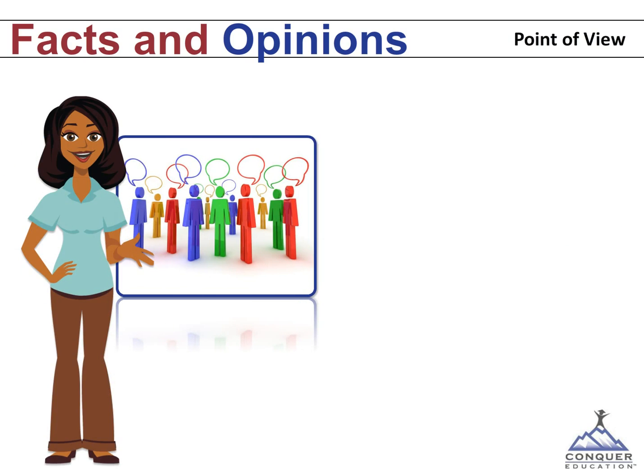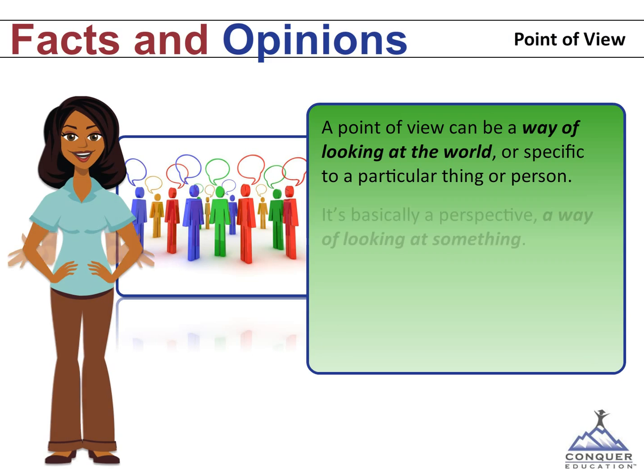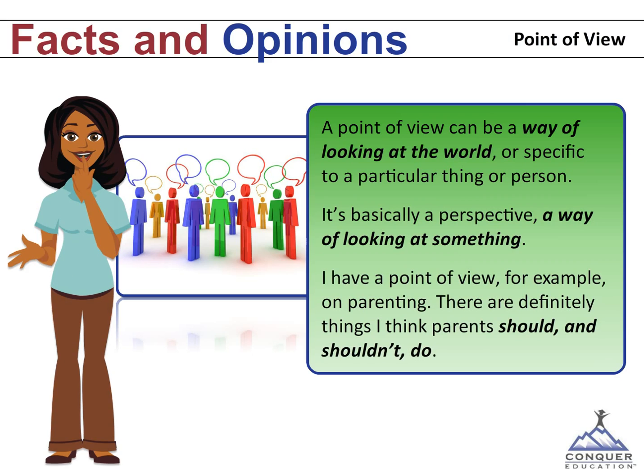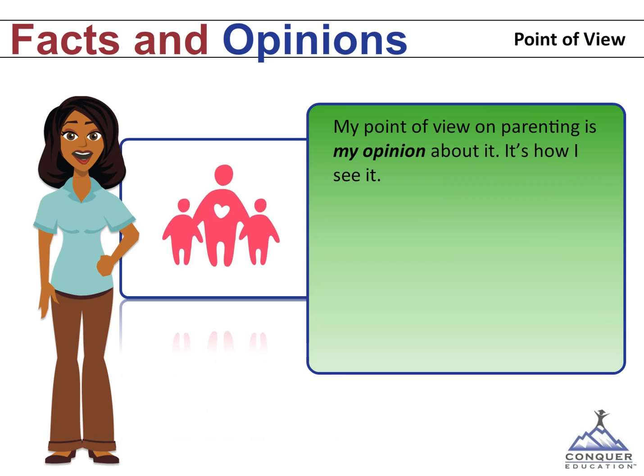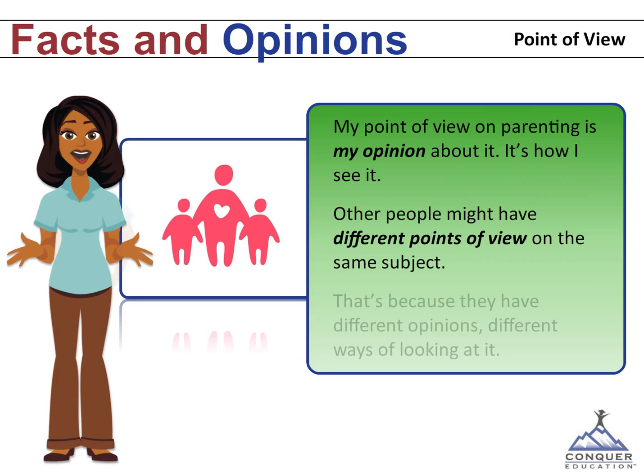Everyone has a point of view. A point of view can be a way of looking at the world, or it can be specific to a particular thing or person. It's basically a perspective, a way of looking at something. I have a point of view, for example, on parenting. There are definitely things I think are appropriate to do as a parent. There are also things that I believe a parent shouldn't do. My point of view on parenting is my opinion about it. It's how I see it. Other people might have different points of view on the same subject. That's because they have different opinions, different ways of looking at it.